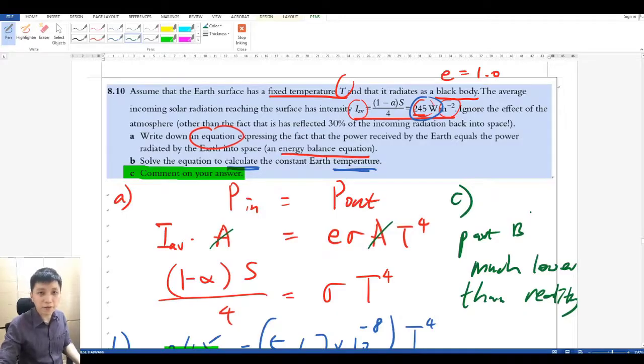That's all for this part of the video. I hope you enjoy it. In the next part of the video, we'll talk more about the greenhouse effect, the mechanism of how it works, in more detail.